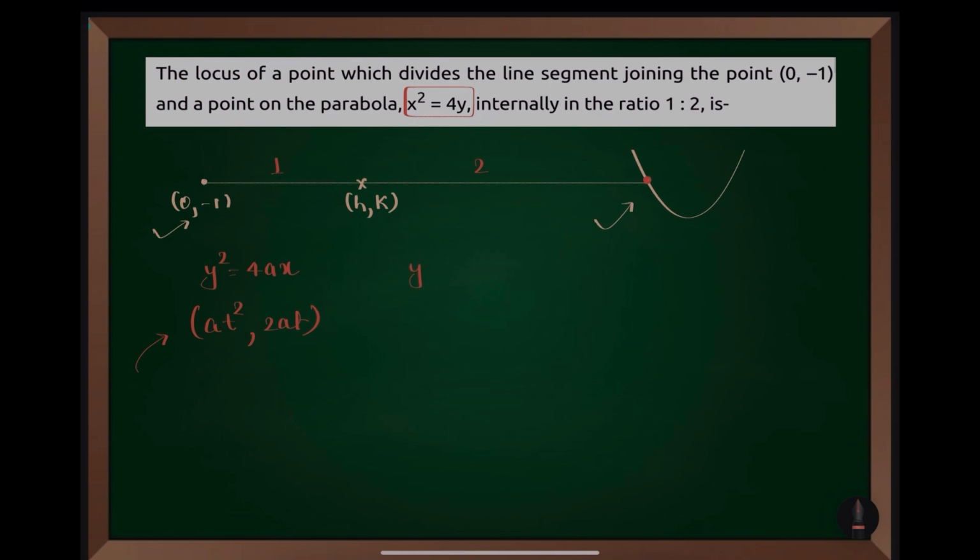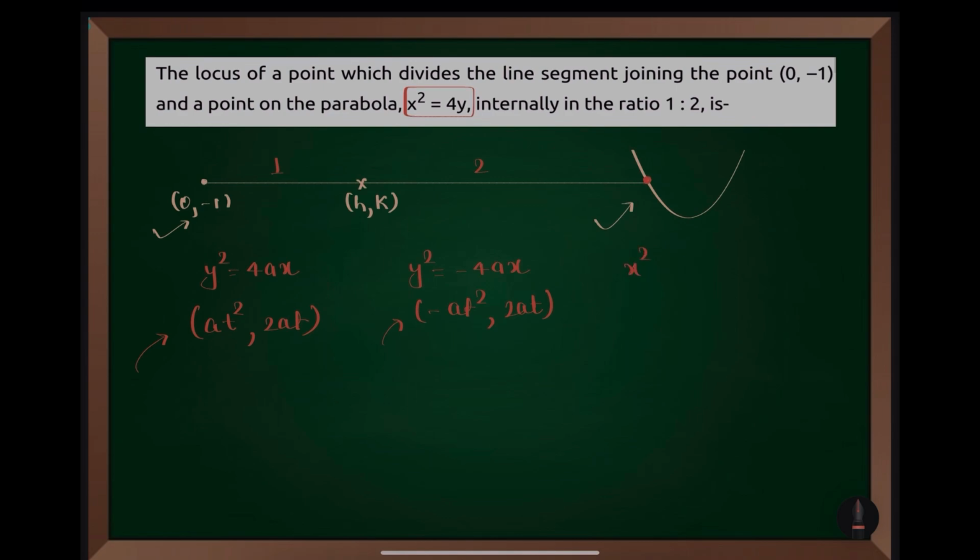Now suppose this situation, y square equals minus 4ax. You know that later you have to take the root, so you have to neutralize this minus as well. So can I go with minus at square? Again it will become 2at. So this is the parametric coordinate if the parabola is left side opening.